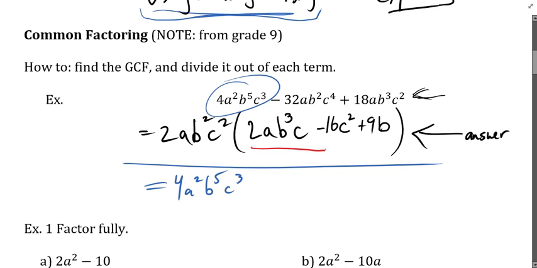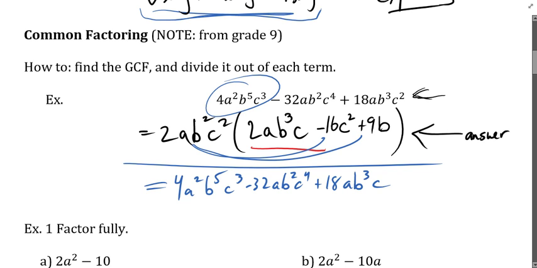2 times negative 16 is negative 32. A, b squared, c to the fourth. Right? I'm multiplying those two. Now I'll multiply these two. And that's plus 18ab cubed c squared, sorry. Is that the same thing as what I got up here? Yes, it is. Check, my answer's right. Right, I can check my answer.